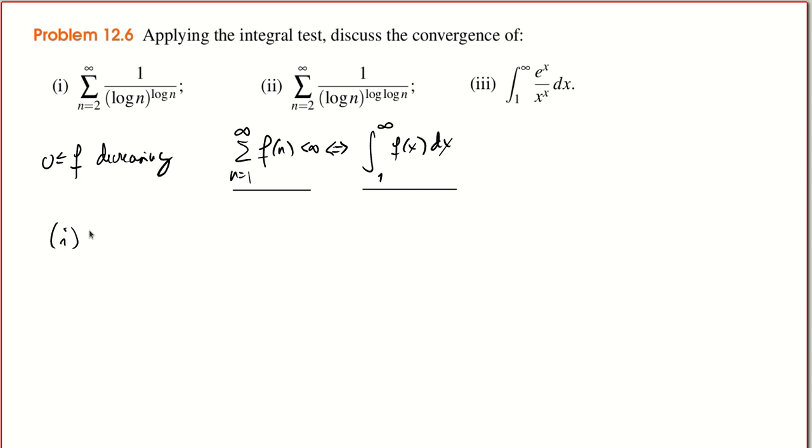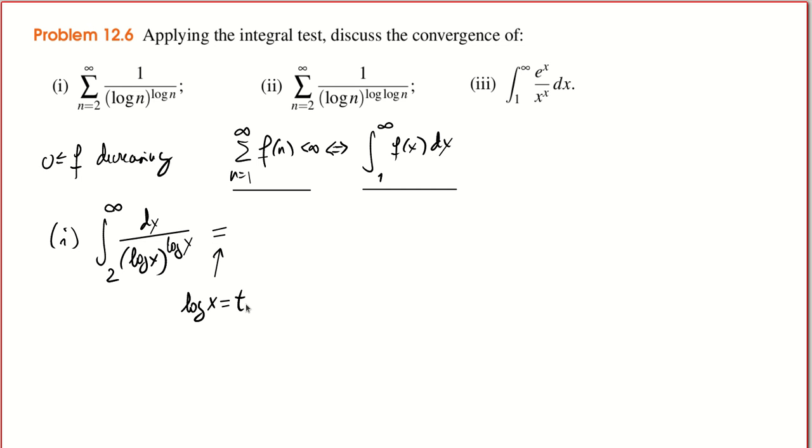So what we have is this, and so we can just calculate the integral. It doesn't matter what the lower limit is; you can put any lower limit that you prefer. So let's say 2, that's okay. The integral from 2 to infinity of dx over log x to the power log x. The nice thing about using the integral is that you can make a change of variable, and the change of variable here suggests itself. So the change of variable is log x equals t.